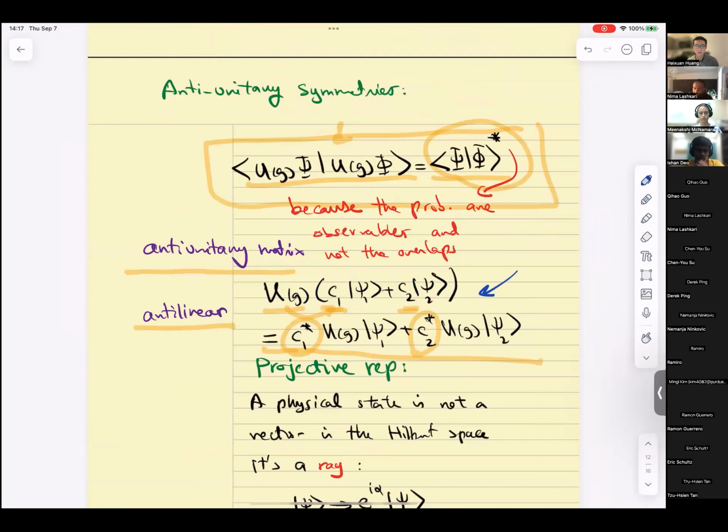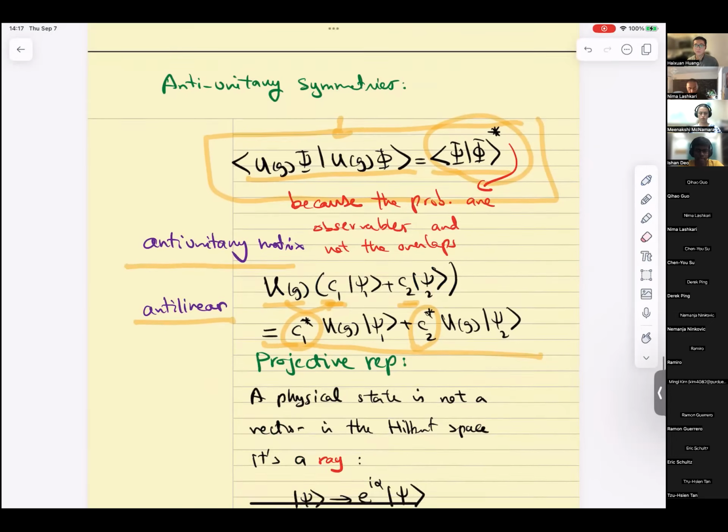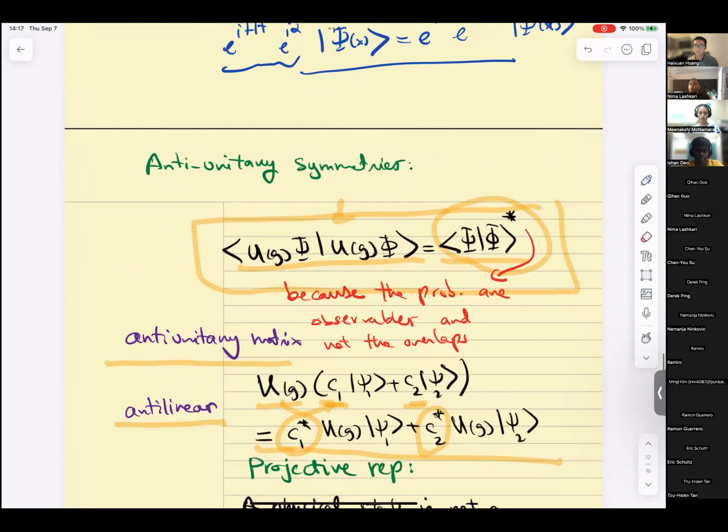So is it good? This anti-linearity is something weird. I assure you, we only talk about linear or anti-linear. There's nothing else. We never talk about anything else. All right. Any questions?